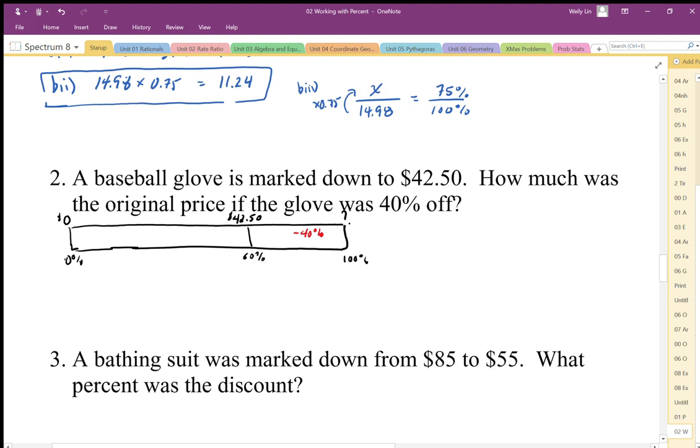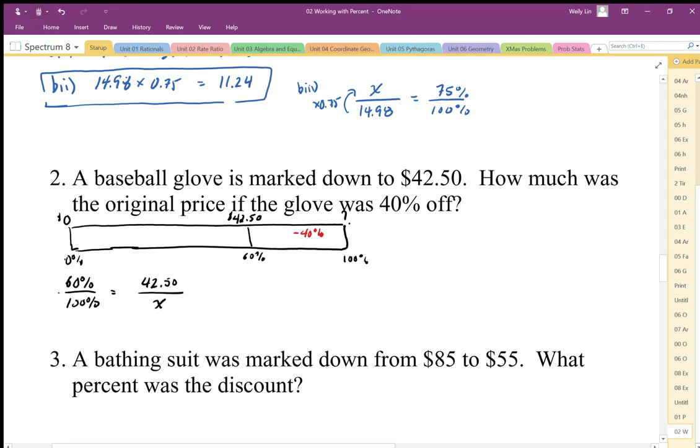Okay, so I can do a proportion up and down. I can do a proportion this way. I'm going to just do my 60% comparison because I think that's the easiest way. So I'm going to say 60% compared to 100% is equal to the $42.50 compared to the total price.